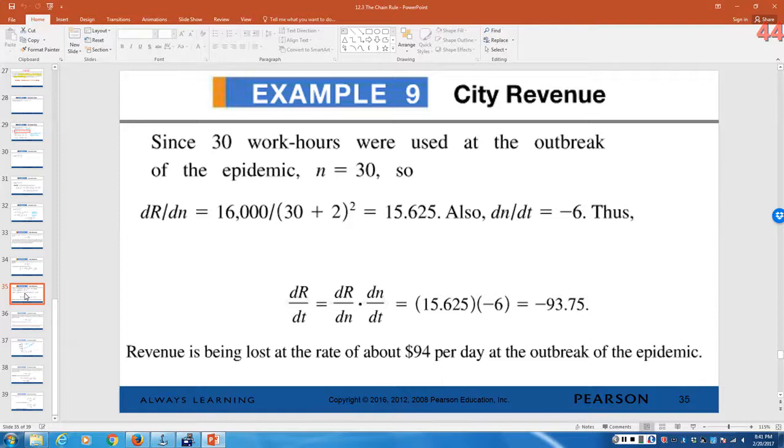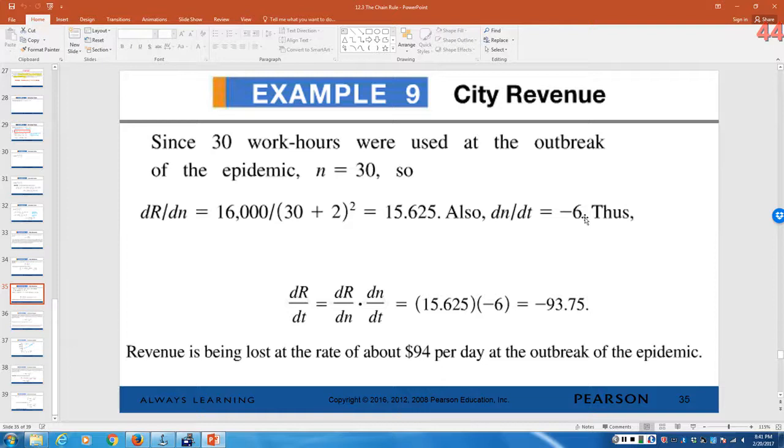So we're going to take this first derivative times the second derivative and figure out the revenue. Make sure everybody understands what this is giving you: the rate at which your revenue is decreasing. And this is the rate at which it's decreasing. This is the rate at which your number of work hours is decreasing.